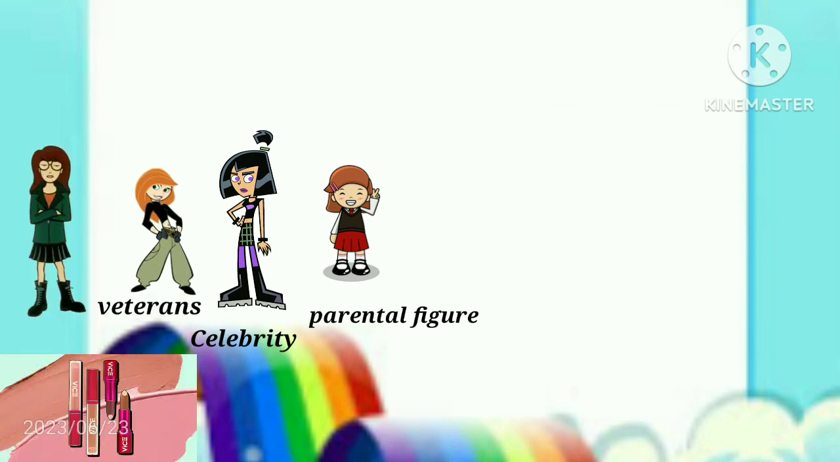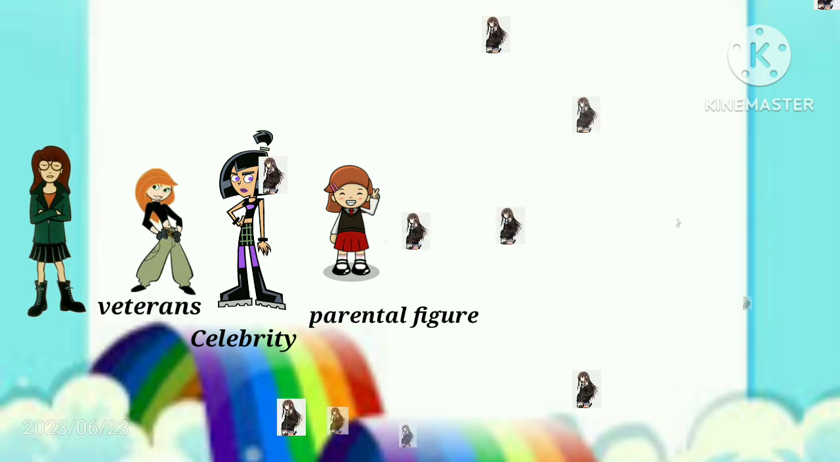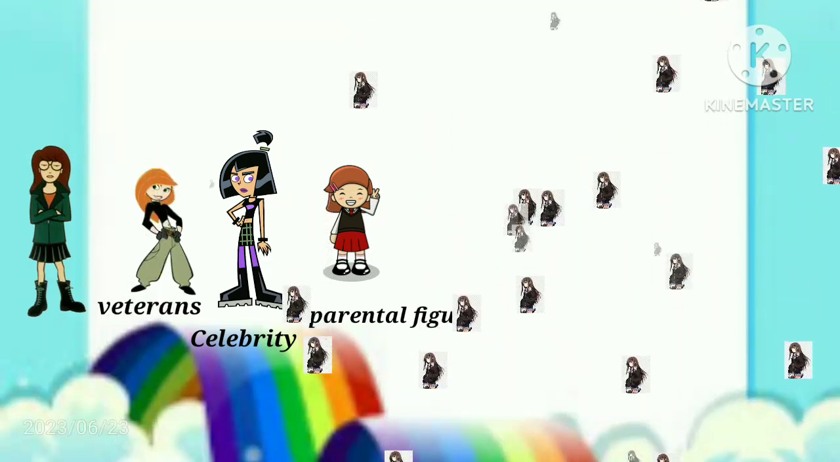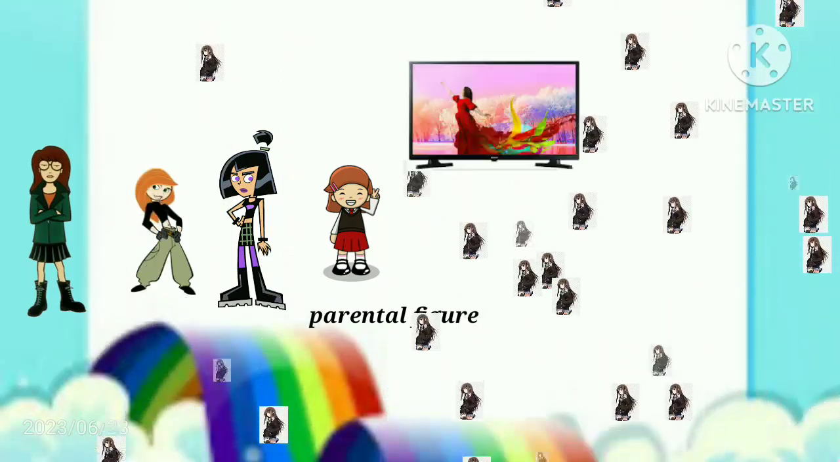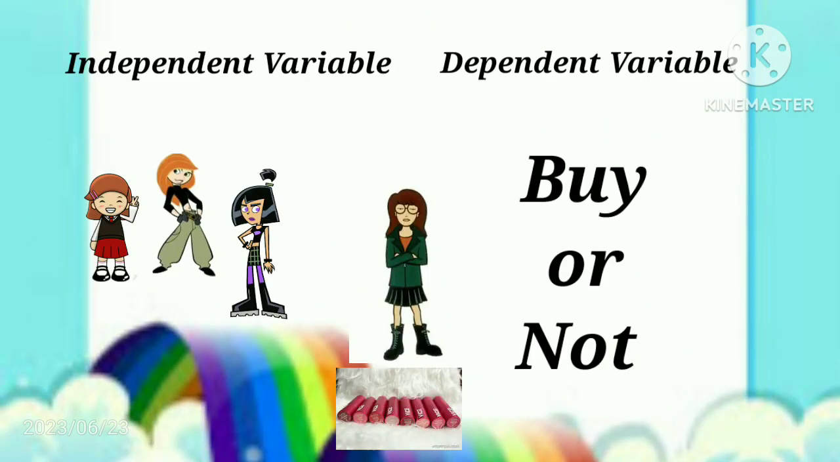In their store, she gathers some customers who will be her experimental group. All are teenagers and she makes them listen to the celebrity, veteran, and parental figure endorse the lipstick product and watch the commercial on TV, where the lipstick is the same in shade and brand. And she lets the customers decide who is much better in endorsing the product and who among them convinced them to buy the product.